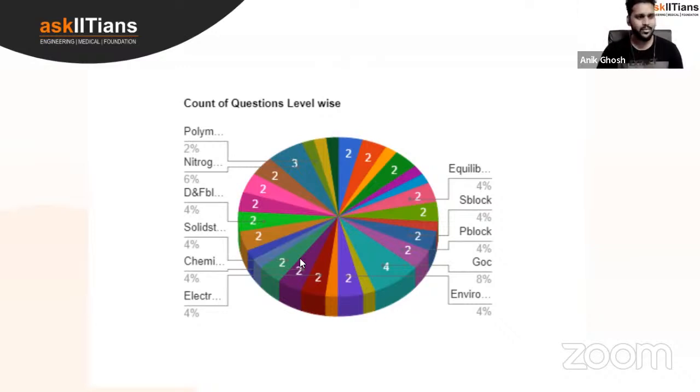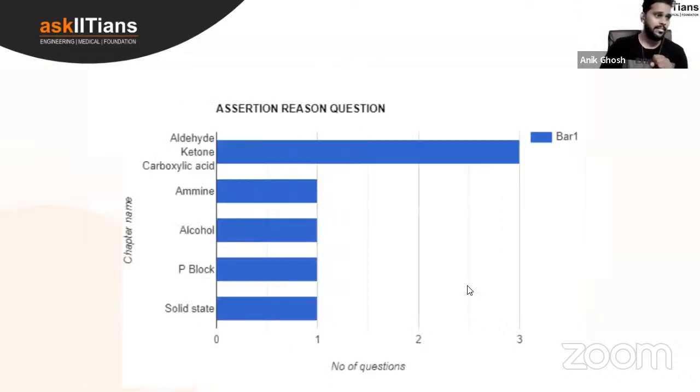Other than that, it is equally divided, as you can see over here. Now, this is the thing I was talking about earlier: the assertion reason type question. Guys, from this analysis, I feel like next year there will be more assertion reason questions.